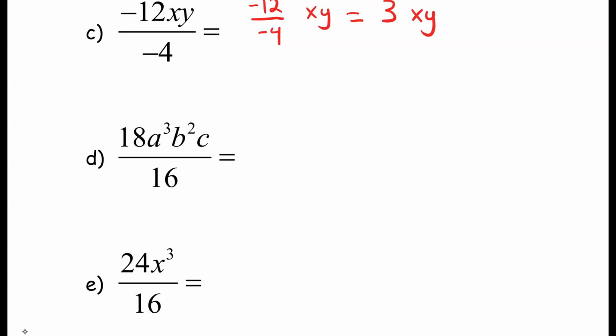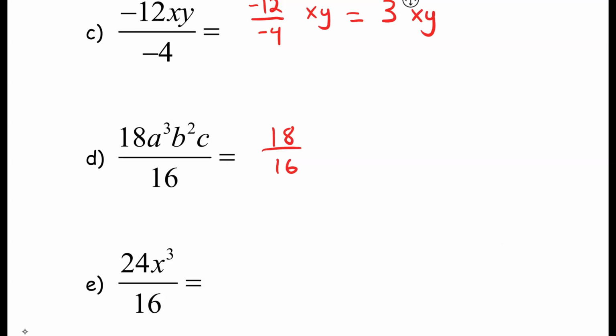For d, we have 18a cubed b squared c over 16. So we have 3 variables on the top and no variables on the bottom. Now this one's going to work out differently though, because if we have 18 on the top as our coefficient and 16 on the bottom, 16 doesn't divide into 18. So what we want to do here is find our common factor and reduce it, so we're simplifying it.